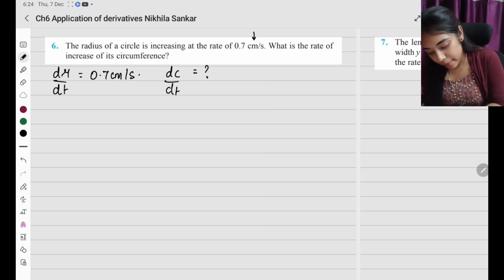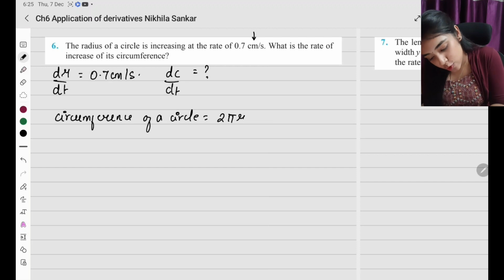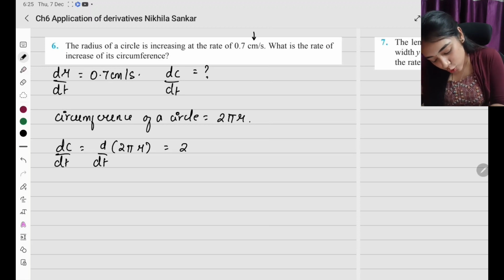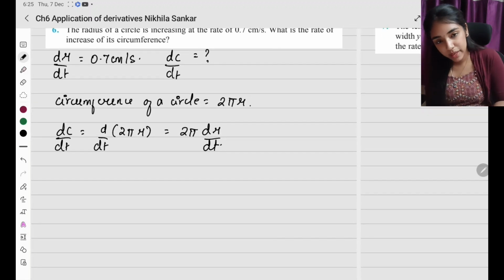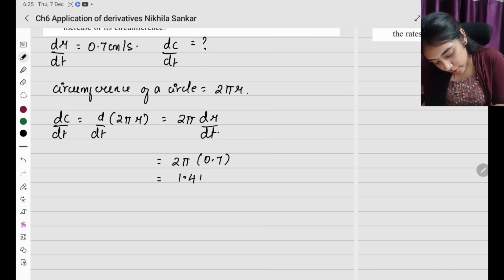Okay, so what happens? The circumference of a circle is going to be 2 pi r. dc by dt is going to be d by dt times 2 pi r. 2 pi is a constant. You have to differentiate r with respect to t. dr by dt is already given in the question, so this is 2 pi times 0.7, which is going to be 1.4 times pi.